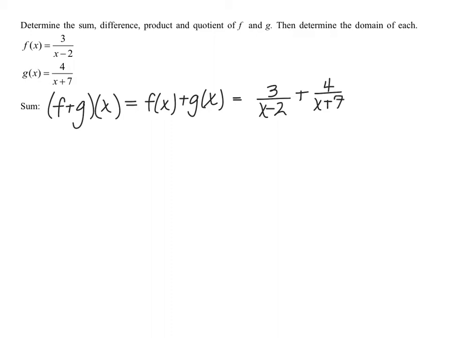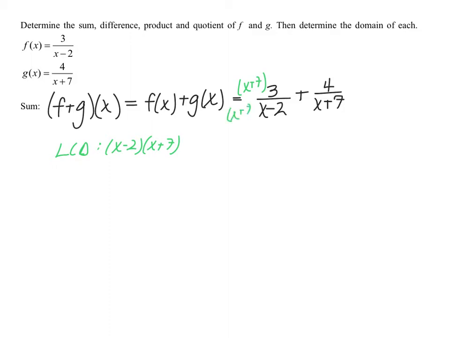So since these are both rational functions, which means we have fractions here, we are going to need to get a common denominator. So our least common denominator, I'll write off to the side here, will be the quantity x minus 2 times the quantity x plus 7. So our first fraction, 3 divided by x minus 2, needs the x plus 7. So we will multiply both the numerator and the denominator by x plus 7.